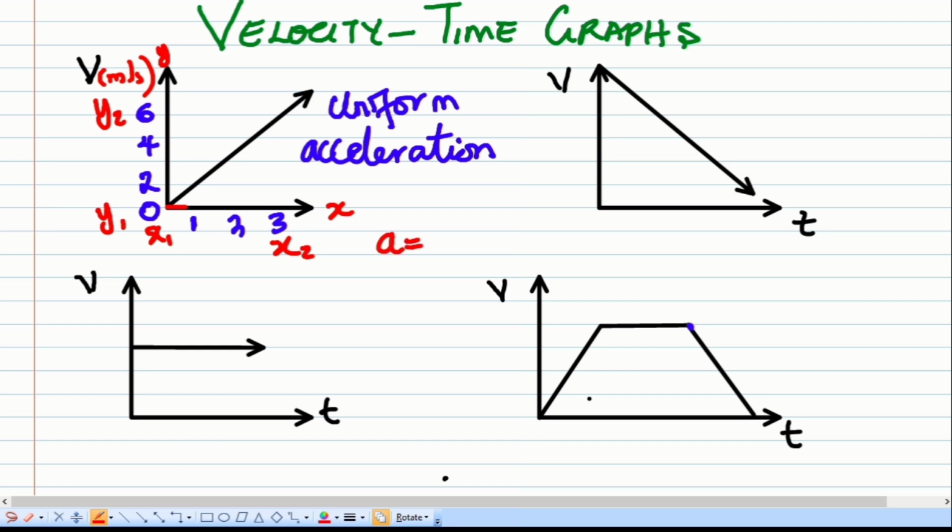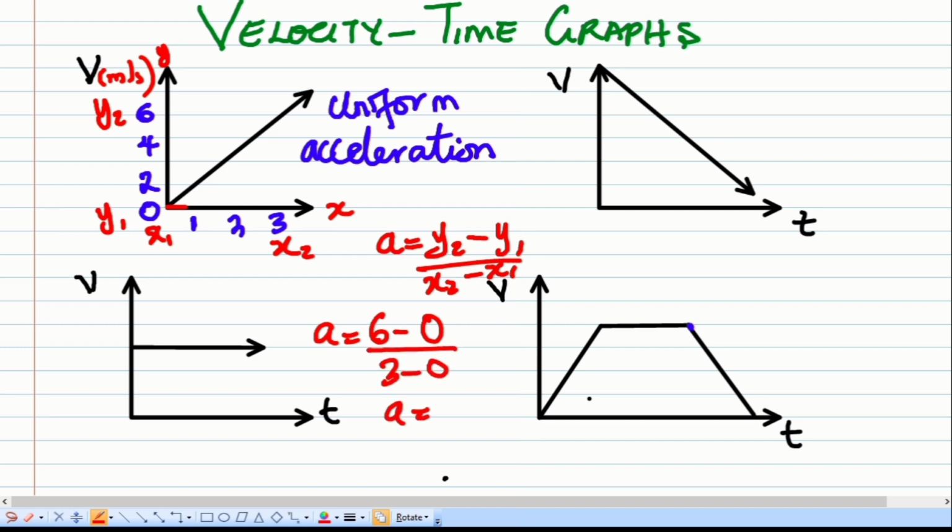So the acceleration is the slope, and the formula for slope is simply y2 minus y1 all over x2 minus x1. So acceleration is going to be y2, which is 6 minus 0, over x2, which is 3 minus 0. So we have 6 minus 0 is 6, 3 minus 0 is 3. So we have our acceleration as what? 2 meters per second squared, which is what we said initially. So that's how to calculate the acceleration.